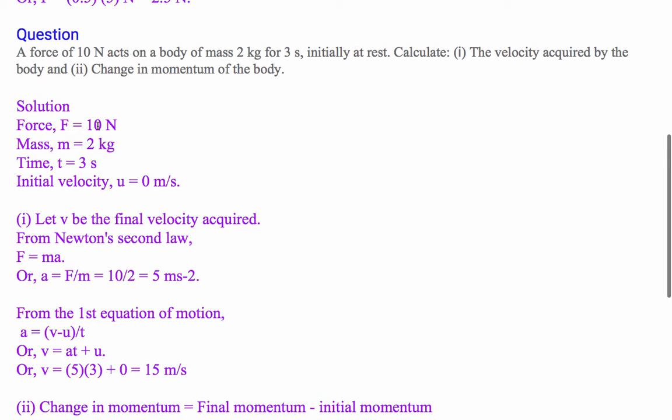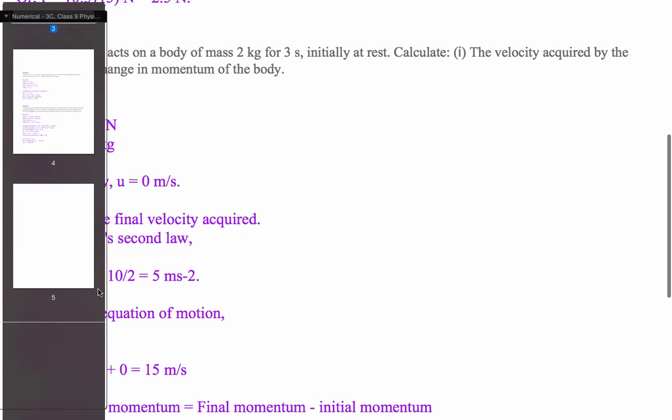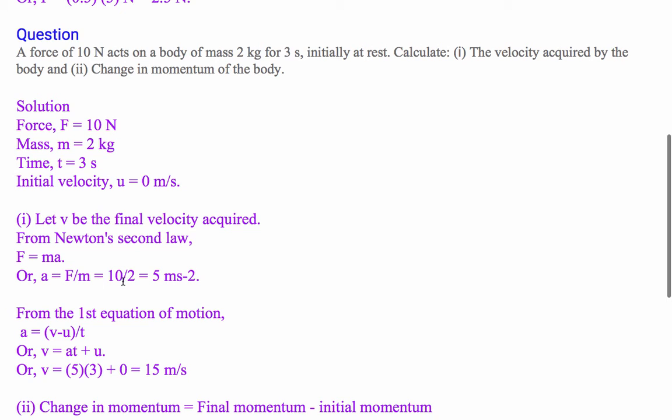This all is given: force, mass, time, and initial velocity 0 because the body is initially at rest. To find out the final velocity v, we have to see the equations of motion, and for that I'll calculate the acceleration first. To find out the acceleration, what is the formula? Force upon mass. Mathematical form of Newton's second law, F equals ma is there. So a equals F upon m. So force is 10 upon 2, 5 meter per second square.